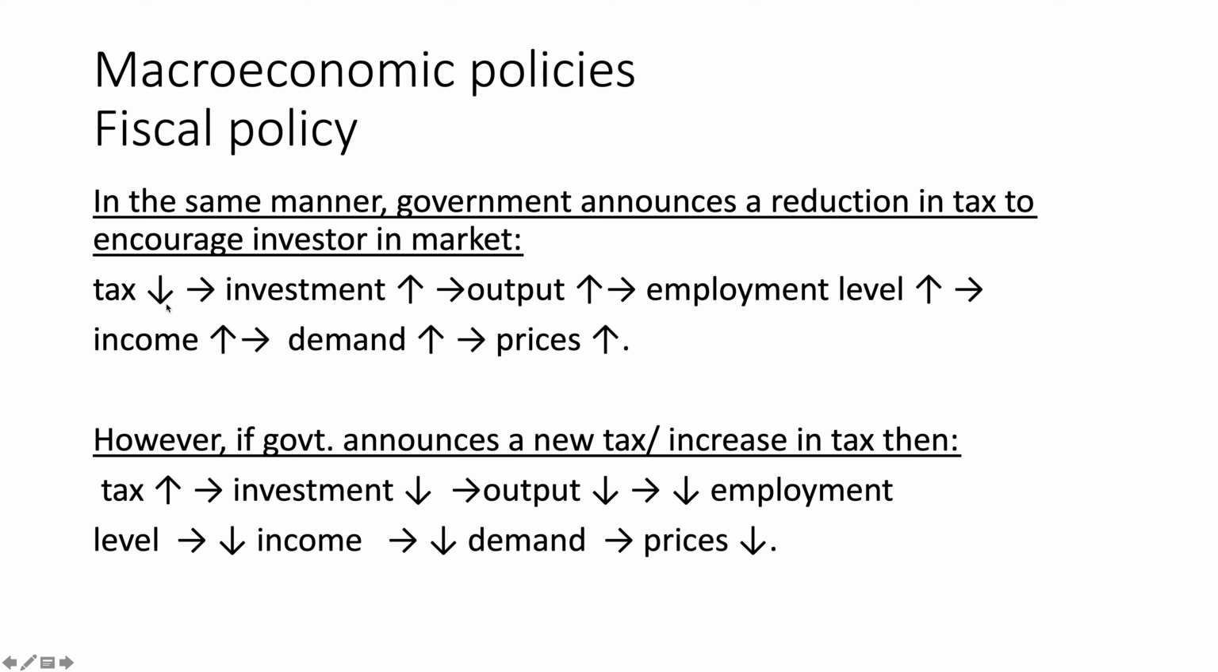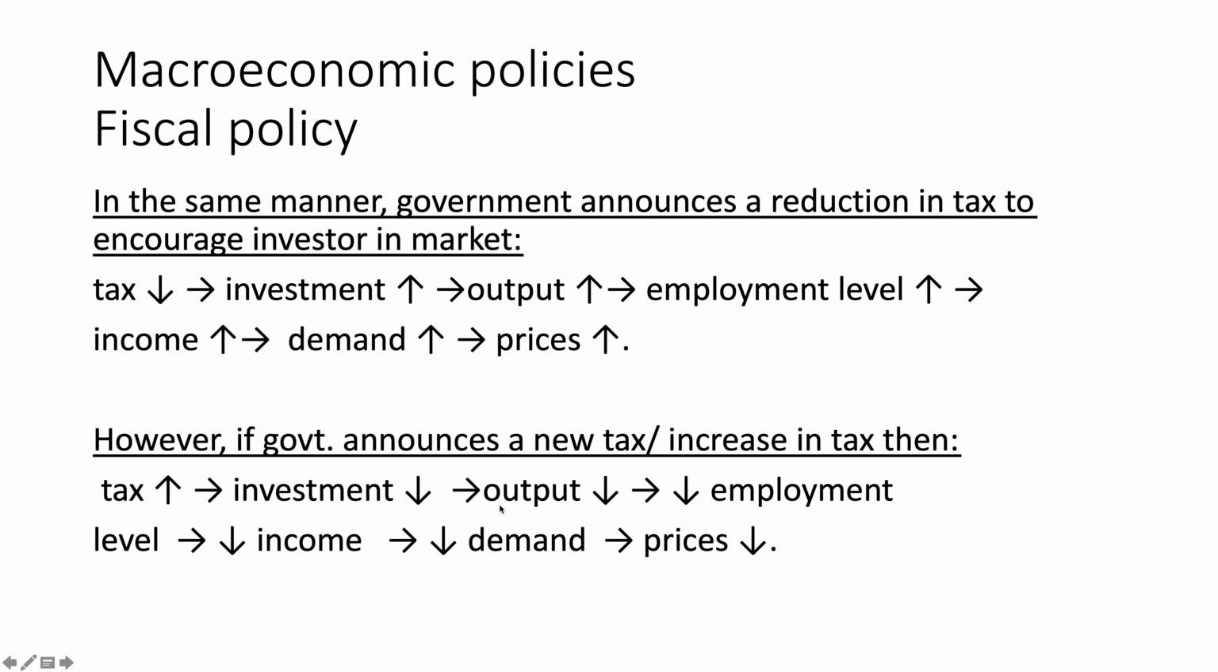So this time, instead of government spending, we are observing the effect of tax, and the rest of the variables are the same. Again, higher investment encourages higher output, which means more people are going to find jobs. Income of the people is going to be higher, which creates demand, and prices are going to increase as well. On the other hand, if the government announces a new tax or increases the tax rate, the impact is going to be the same. Higher tax means investment is going to be reduced because the cost of doing business is increasing, which discourages the investor, so investment reduces.